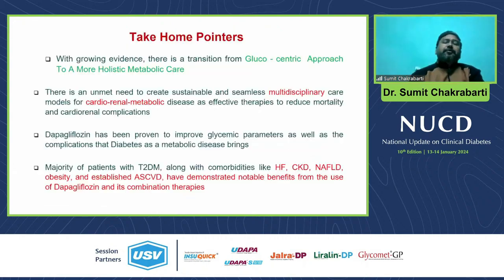So we should conclude by stating that our approach should now be a more holistic metabolic care apart from glucose-centric care. So there is a transition to a more holistic approach, with multidisciplinary care that covers the cardio, renal, as well as metabolic profiles, which include obesity and fatty liver disease. And the SGLT2 molecule has been proven to improve glycemic parameters for long, as well as other comorbidities like heart failure, CKD, NAFLD, and established atherosclerotic cardiovascular disease. All points to a notable benefit from the use of dapagliflozin and its combinations.